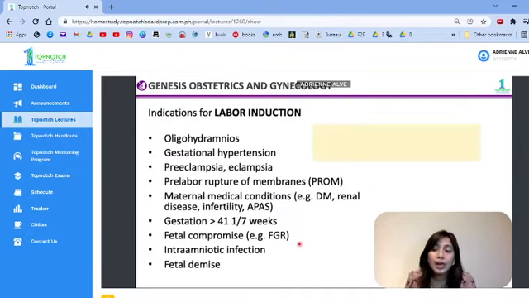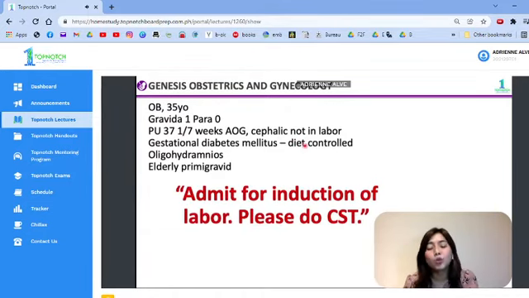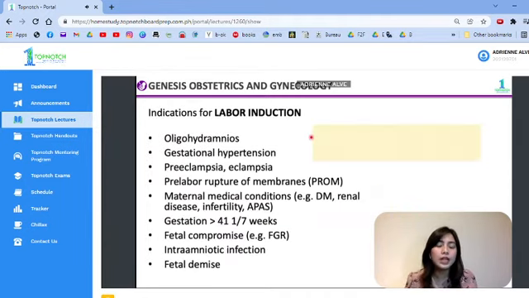Okay, so when you say labor induction, you are trying to induce labor or induce contractions in a patient na hindi nag-labor. Remember itong patient natin, di ba? Cephalic, not in labor. So wala siyang own contractions para mag-produce ng cervical dilatation. That's why we induce her labor. Eh bakit natin i-induce, doktora? Ano bang indication? So ito yung mga some of the indications for your labor induction.